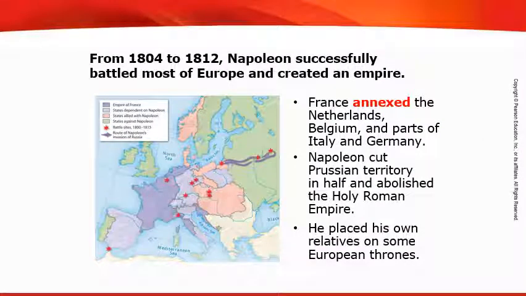From 1804 to 1812, this is the time period when Napoleon added territory to the French dominion. He successfully battled most of Europe and created an empire. You can see on the map the purple color represents France. Just in the Mediterranean, exactly where modern day Italy is, there is purple color inside Italy. These are the areas which were invaded by France, and they are today Italian territories.